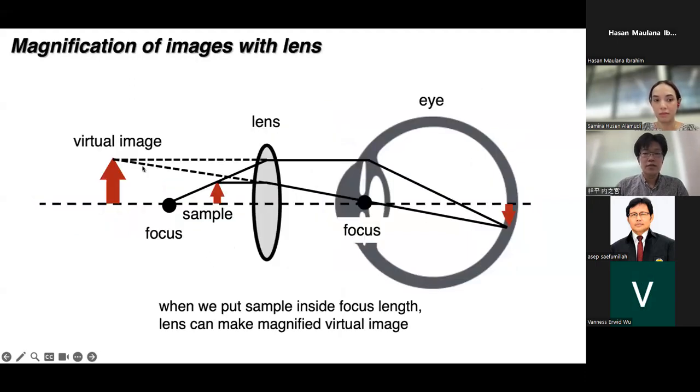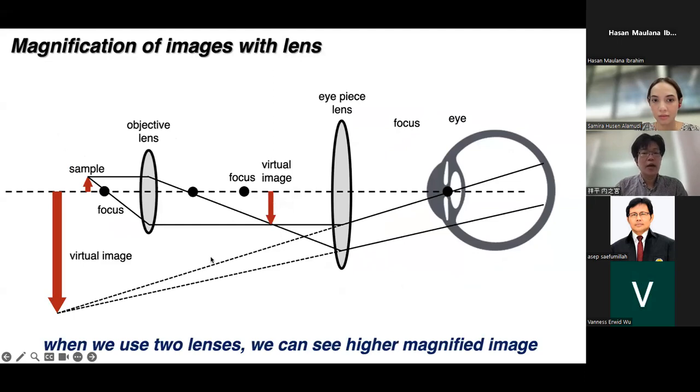The theory of magnification and imaging with a lens is explained in this slide. A lens has two focus points. If you put a sample inside the focus, the lens can make a magnified virtual image. And we can see this virtual image through the lens. So we can see the magnified sample. This is the case of a single lens.